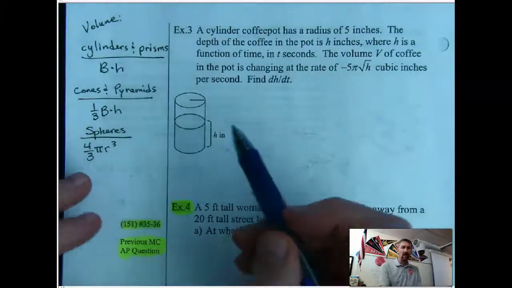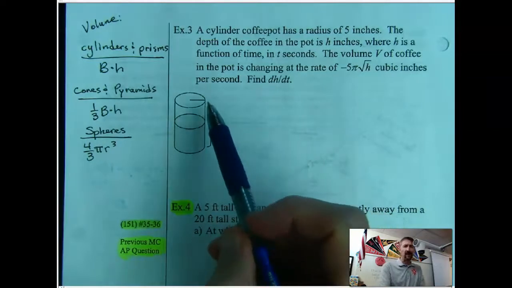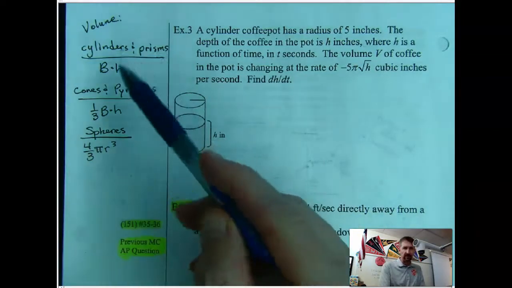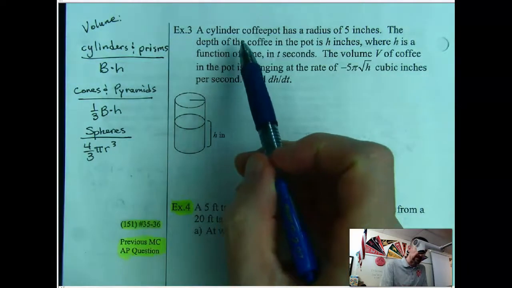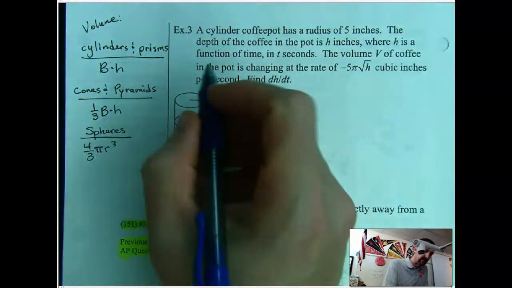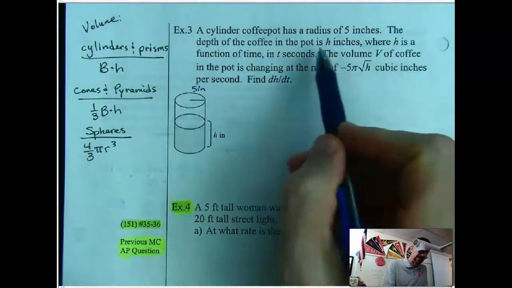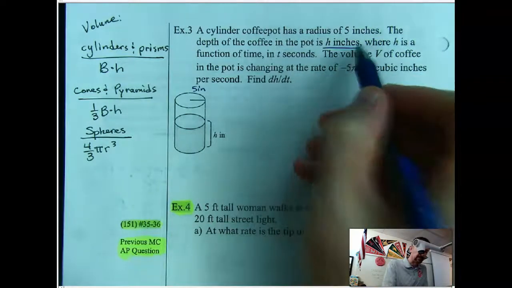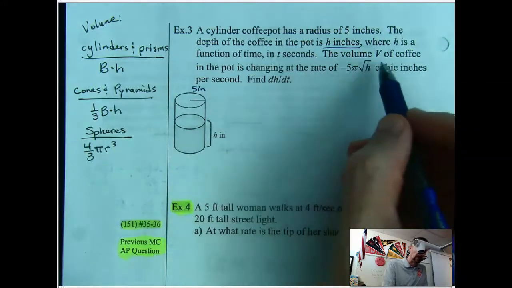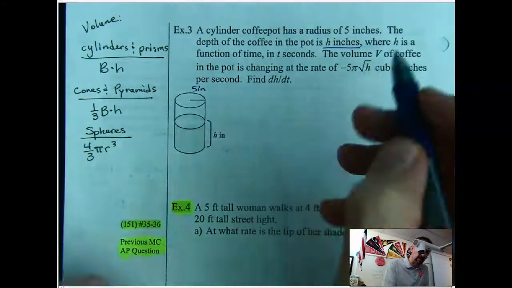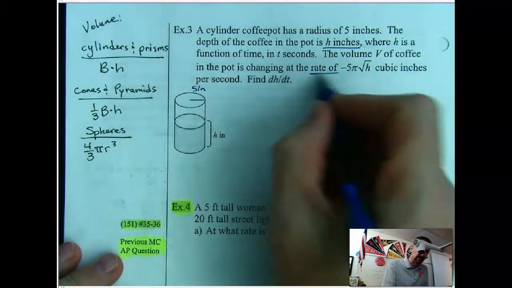Okay. This question is a little bit odd because, well, we'll see. All right, so here's some basic formulas for some volumes. But this says we have a cylinder coffee pot with a radius of 5 inches. So that's 5 inches. The depth of the coffee is h inches, so that varies. That's a variable. The volume of the coffee pot is changing.